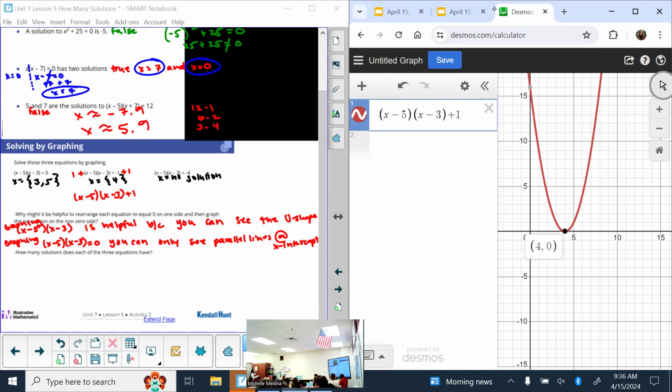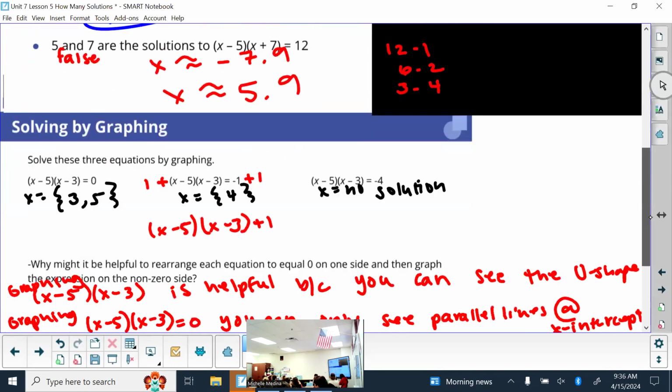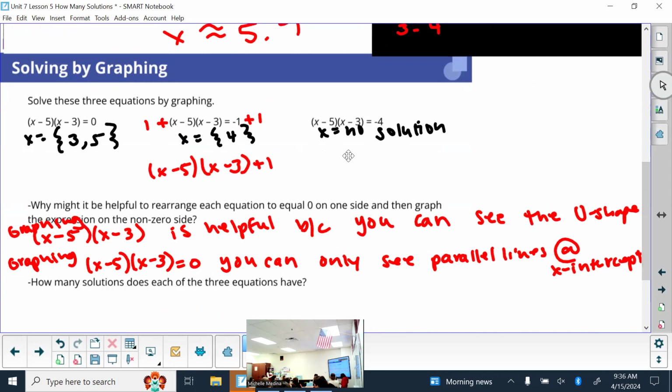For the last equation, how can I make this one right here equal to 0? How can I make the -4 become 0? I could add 4, and whatever I do on one side of the equal sign, I do to the other. Then if I graph the non-zero side, because that would make this side equal to 0. And you can write it this way or the other way.